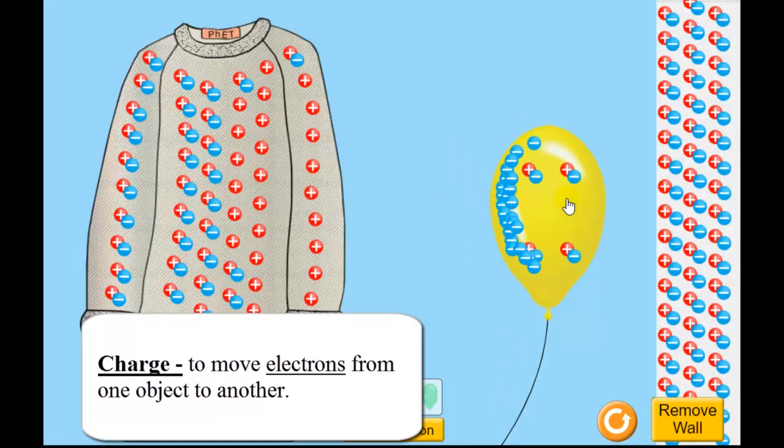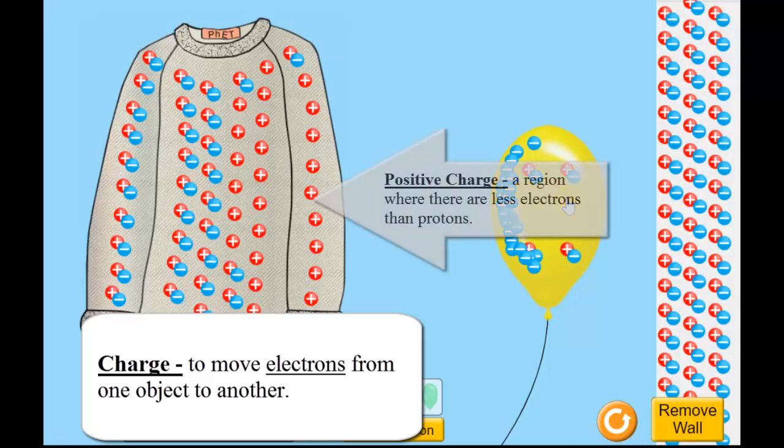This is a place in which there are too many electrons for the number of protons. But on the other side, if we take a look at the sweater, we'll see that some of those electrons have been stripped away, and so now there are too many protons rather than electrons. We call this a positive charge.